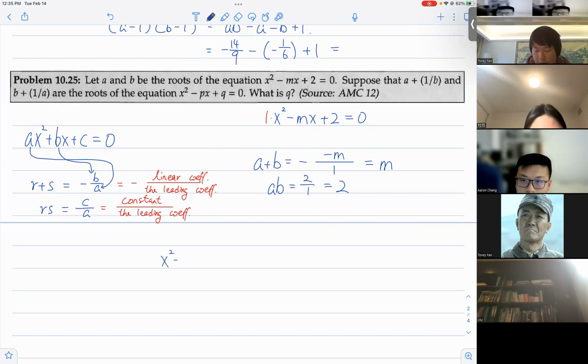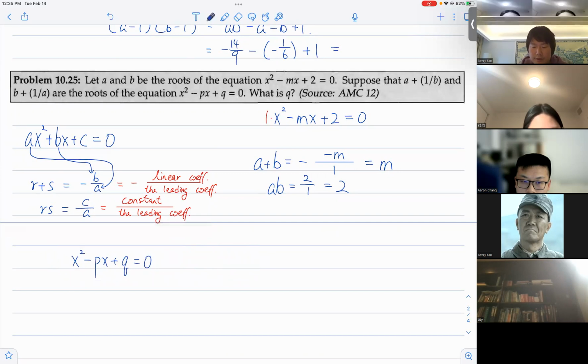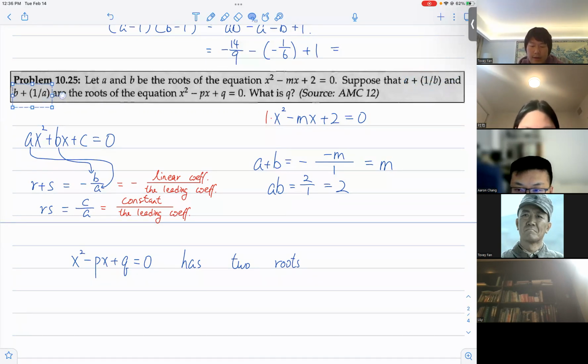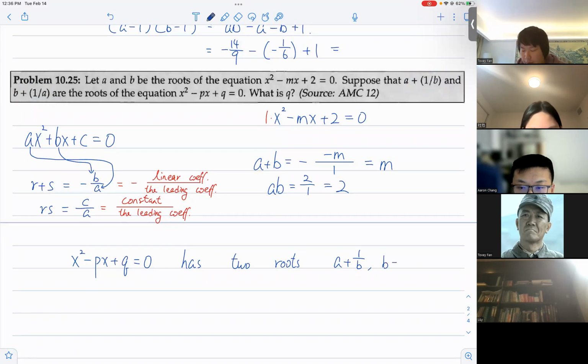Now we have another quadratic. X squared minus px plus q equals 0, right? This is another quadratic, and this quadratic has two roots. What are they? One is a plus 1 over b, and the other is b plus 1 over a, right? So the two roots are a plus 1 over b and b plus 1 over a.